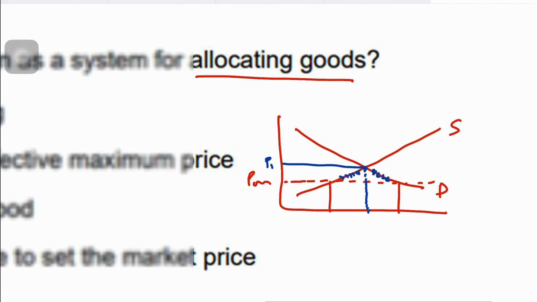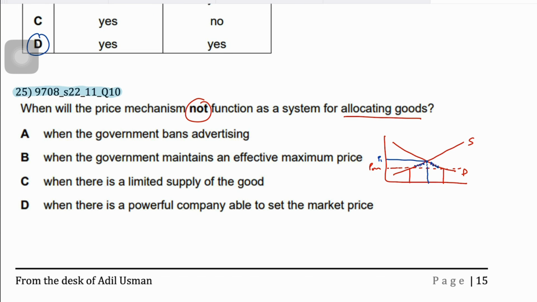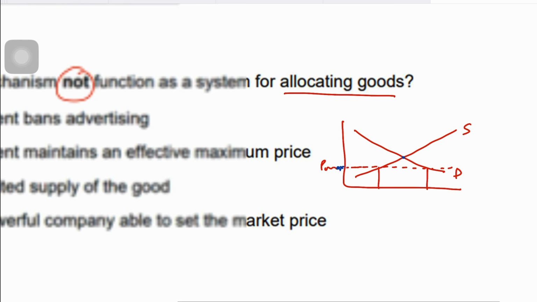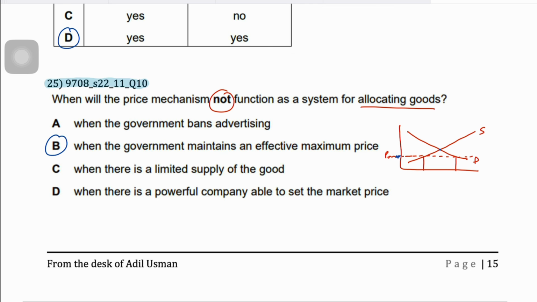But if you impose an effective maximum price, it means that the price cannot go up beyond PM, as in it cannot increase more than PM. So it will always be P max, your maximum price. So effective resource allocation will not take place, in the sense that the shortage will persist in the market. So that's what makes B the correct answer.